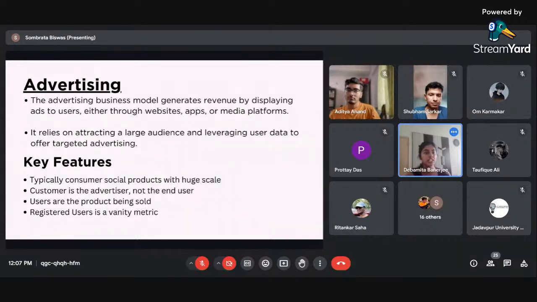Registered users don't do anything for you. But yes, I think that is it on this one.